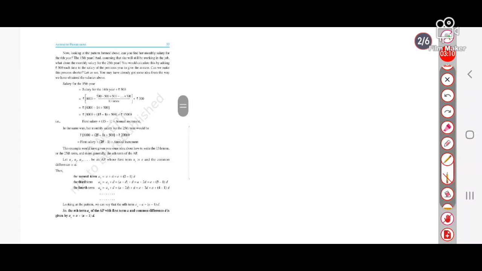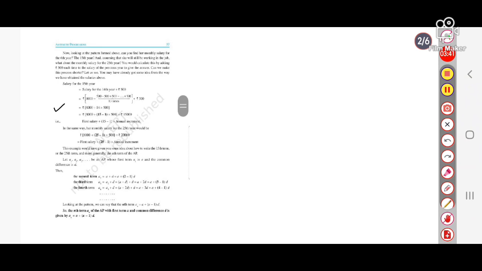Yeah, they have calculated the salary of the 15th year, right? The fifth year has been calculated before. So 8,000 is the first year, 8,500 is the second year, 9,000 the third year, 9,500 the fourth year, 10,000 the fifth year, and it goes on. So they have calculated the 15th year salary. Just check it in your textbook, it is present over here. That is nothing but the salary of the 14th year plus 500, so 8,000 plus 14 into 500.